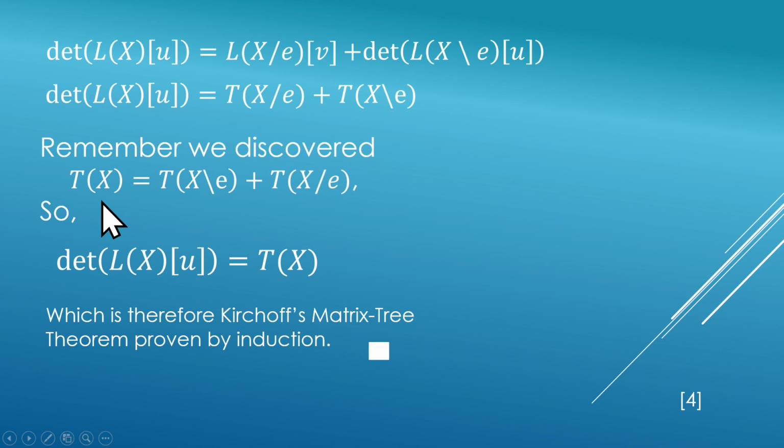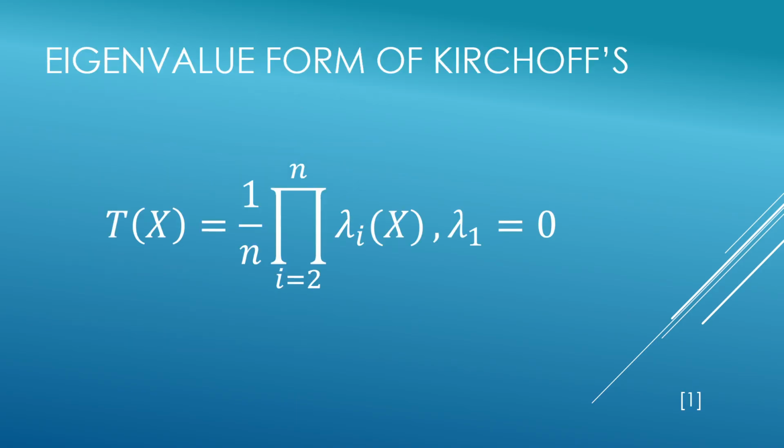But if we remember earlier that we discovered that the total number of spanning trees is equal to the total number of spanning trees in the deletion plus contraction, we know now that the determinant of the Laplacian of x, deleting any arbitrary node U, is equal to the total number of spanning trees, which is our Kirchhoff's matrix tree theorem, which means that it being true for k number of edges in the deletion and contraction implies that it's true for k plus 1 number of edges. So therefore we have proved Kirchhoff's matrix tree theorem by induction.